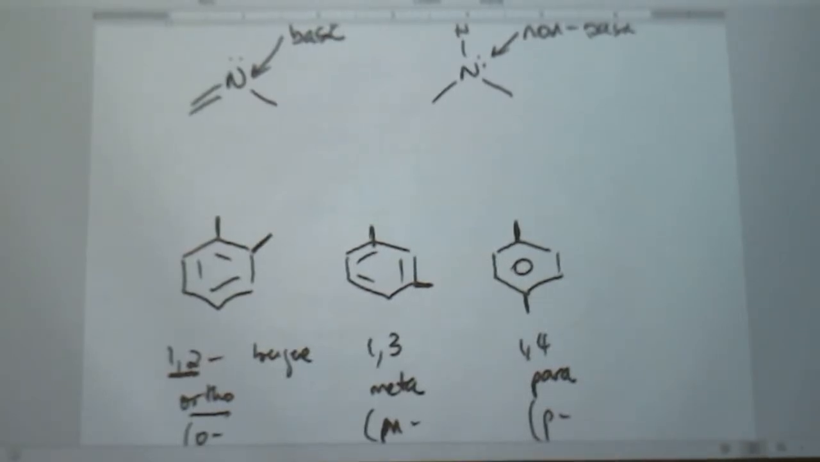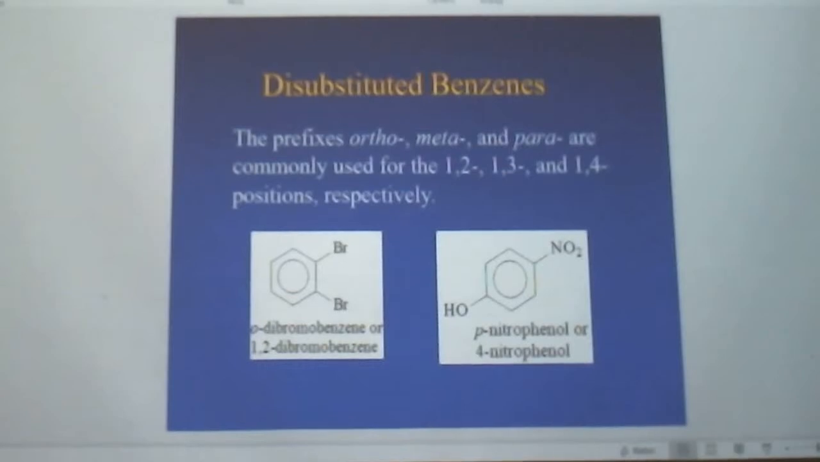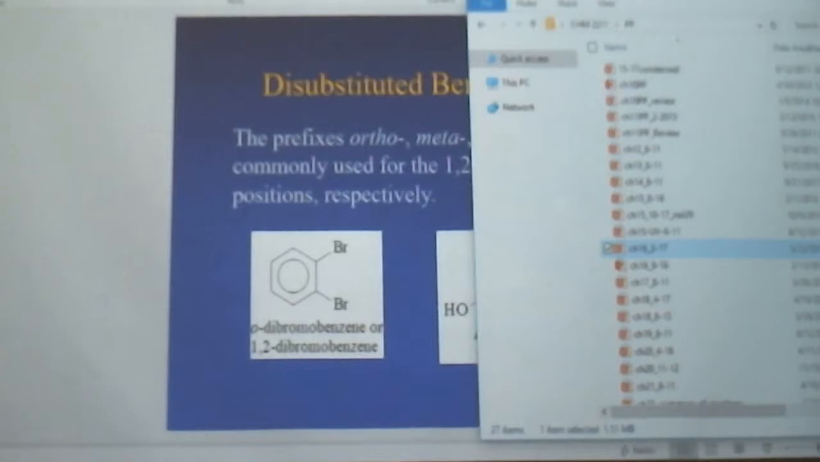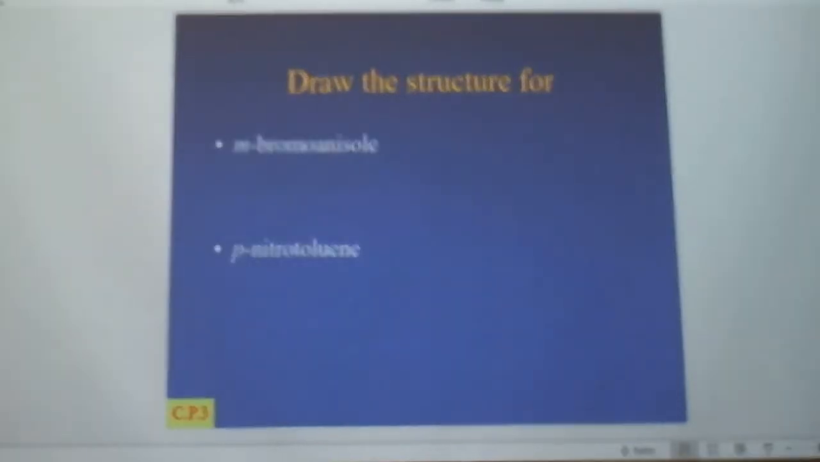So I could say ortho-methylphenol. The methyl and the OH of the phenol are ortho, that type of thing. I could call this ortho-dibromobenzene or 1,2-dibromobenzene, or para-nitrophenol, where this moiety over here would be your phenol, and the nitro is para to that OH. Or I could call it 4-nitrophenol or something like that.